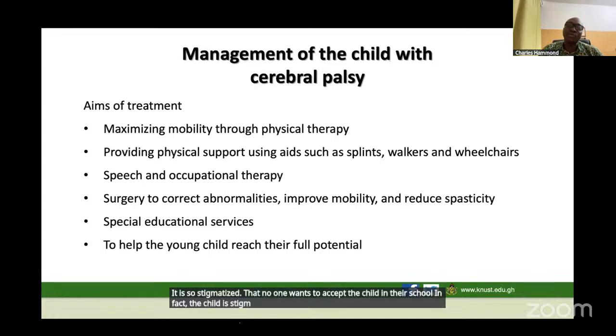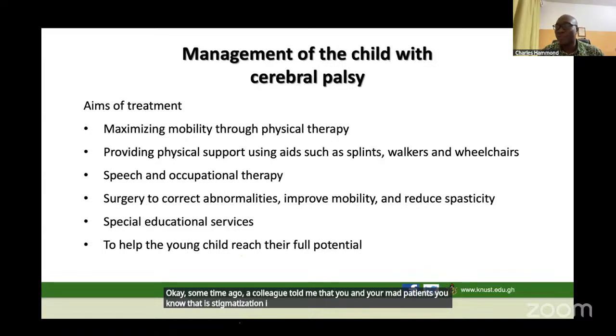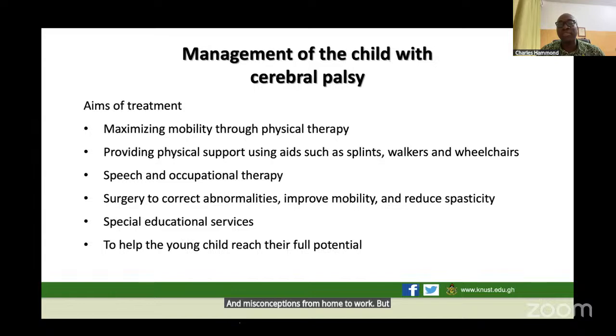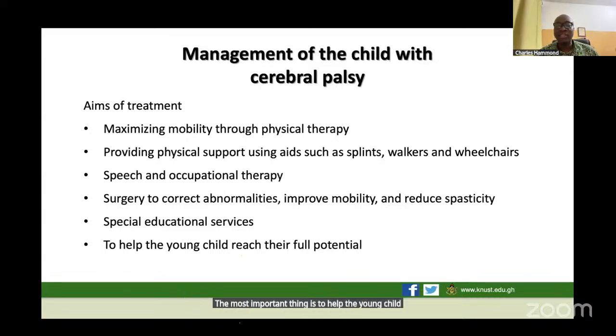When you come to even the hospital, those of us who take care of patients with cerebral palsy, we are also stigmatized. Some time ago, a colleague told me, you and your mad patients, that is stigmatization. I think we are also stigmatized. It's unfortunate, but we are part of the bigger society, so we bring our beliefs and our myths and misconceptions from home to work. But with more education, I think that we should be able to overcome that. The most important thing is to help the young child with cerebral palsy attain their full potential.